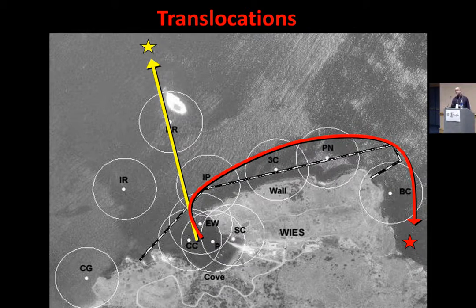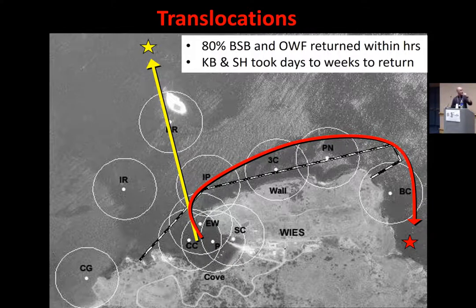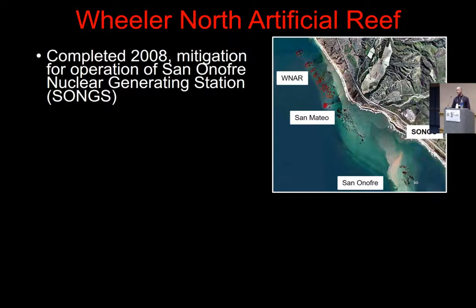Individuals that we translocated to continuous habitat could rapidly return back, and that was the case for barred sand bass and sheephead. But kelp bass and sheephead that we translocated out here took weeks to months to return, if they returned at all. So it began to show us how habitat barriers, like sand expanses, may be barriers due to predation risk.